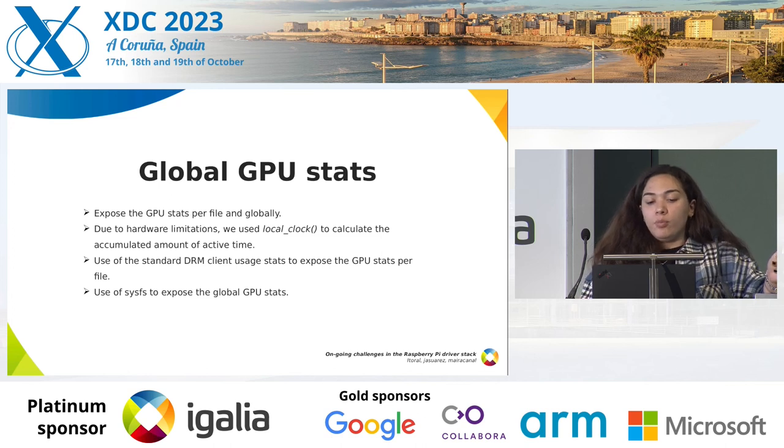In order to expose the GPU stats per file descriptor, we used the standard DRM client usage stats. It's something that we have in the DRM already and it's pretty standard, and you can integrate it with GPU top in IGT, for example. For the global GPU stats, we don't have something standard yet, so we used sysfs to expose them.